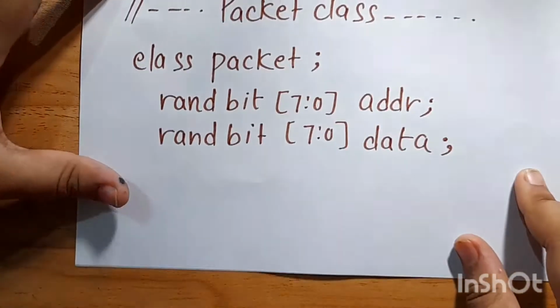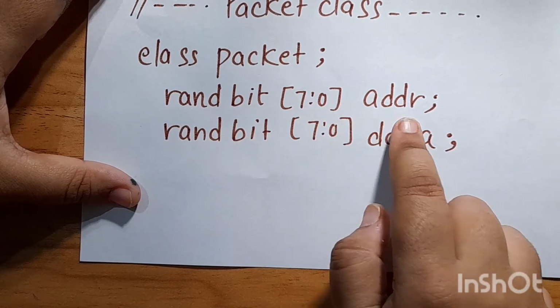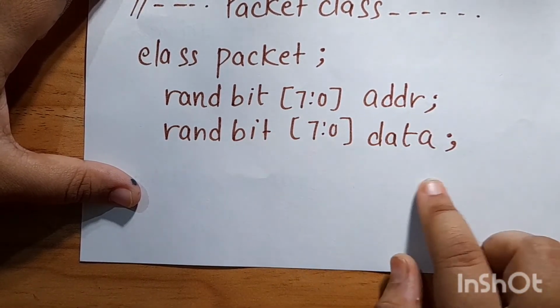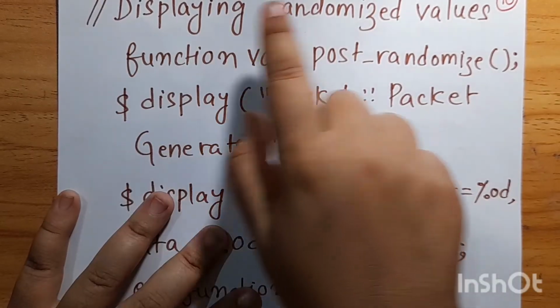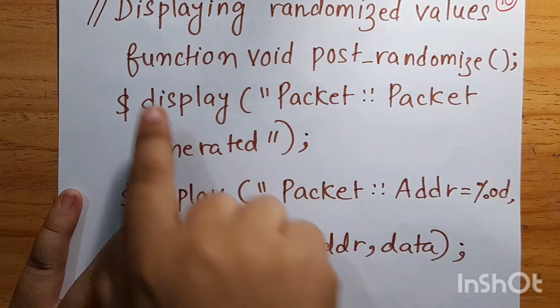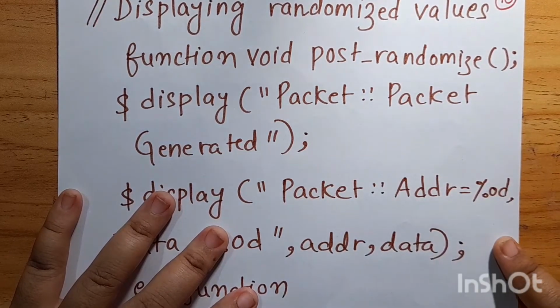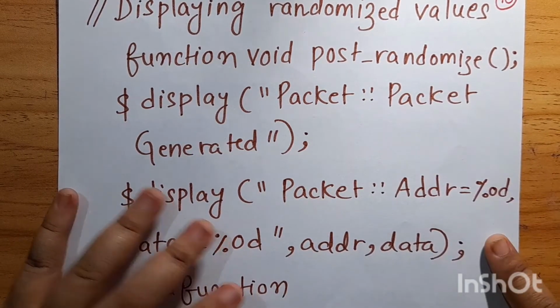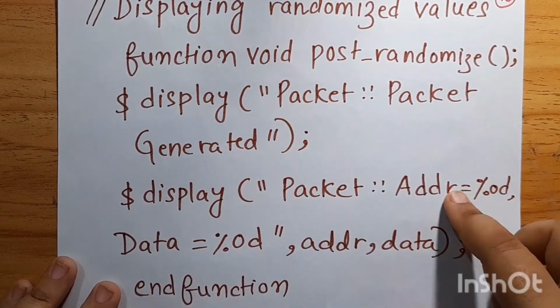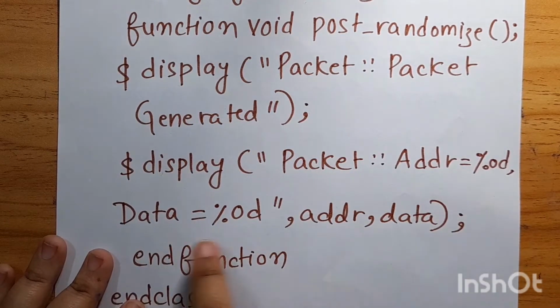So let's see the packet class. Class packet; rand bit [7:0] address; rand bit [7:0] data; Now I am displaying the randomized values, meaning after the randomize function is called for the packet. This function void post_randomize is called after the randomize function. And what does this post_randomize function do? It will display the packet contents, meaning it will display the packet address and packet data.